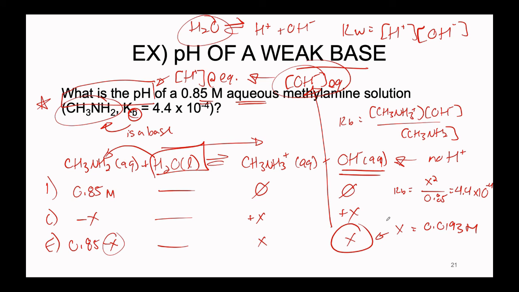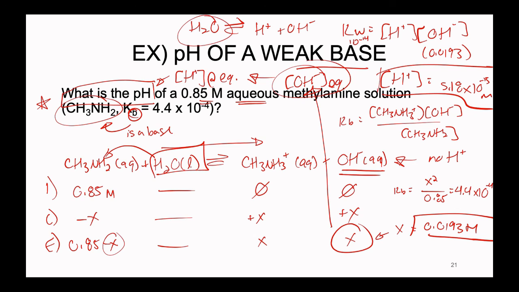Now we know what the OH minus concentration is. It's the 0.0193 molar. So let's insert that up here, 0.0193. Our H plus is what we don't know, and so we're going to have to solve for that using our Kw, which is equal to 10 to the negative 14. When we rearrange and solve for our H plus, we are going to find a value that is equal to 5.18 times 10 to the negative 13 molar.